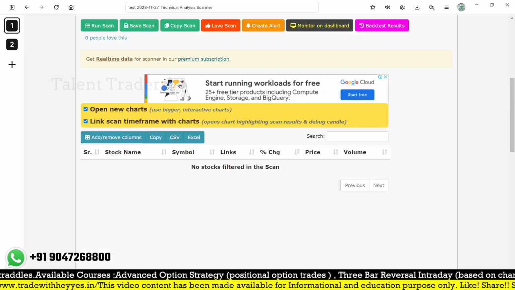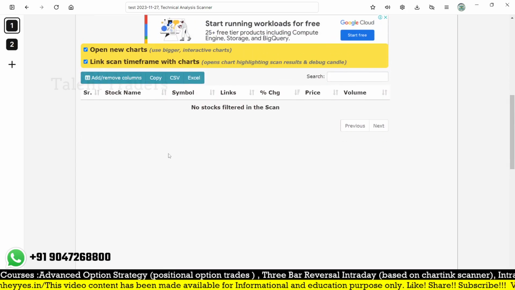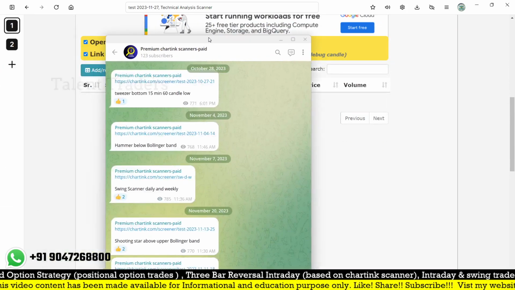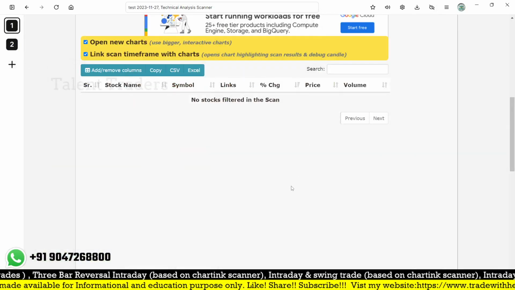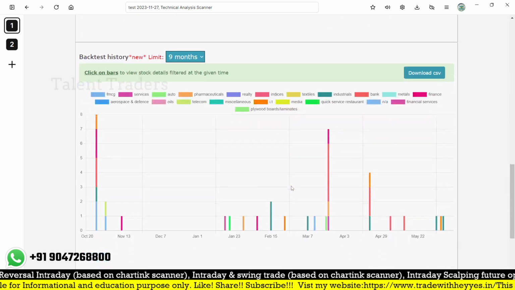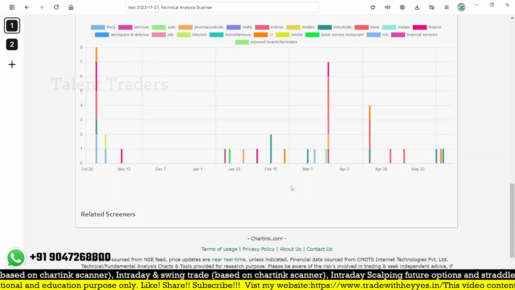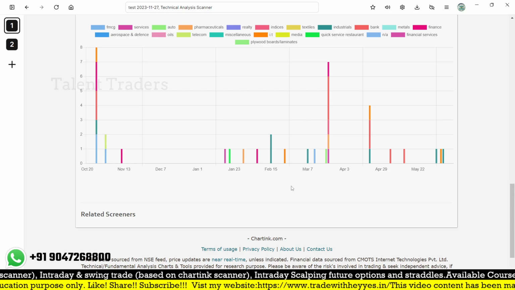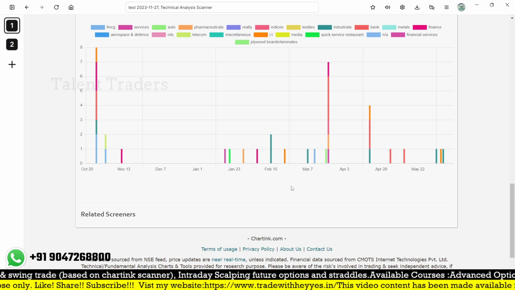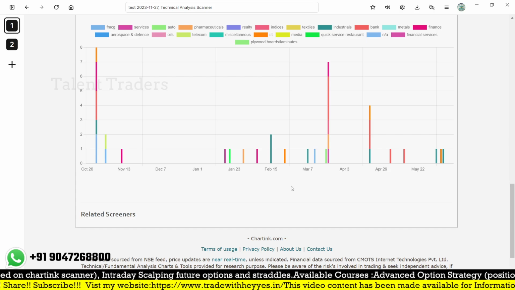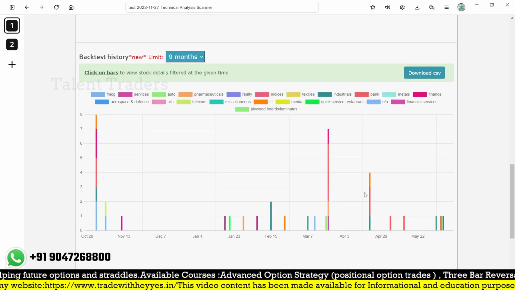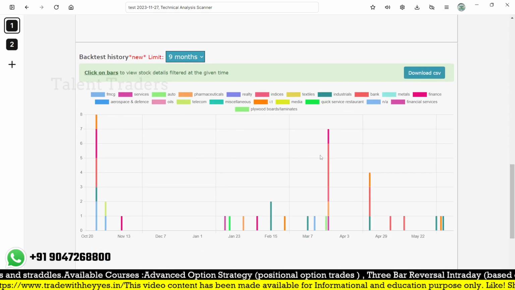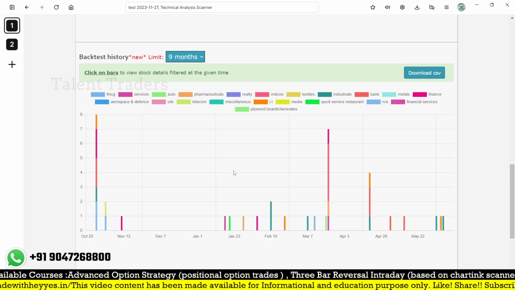This is my first scanner, which I created based on swing trading. I created it for positional swings, and it will not give you too many stocks, and it will never repaint. That is the main important condition. It will show you only quality stocks. Here I am using a single condition. So why are we not getting any alert in this screener? Because it never repaints.